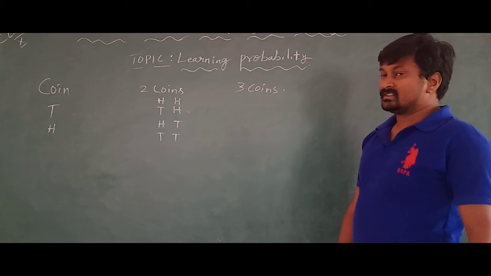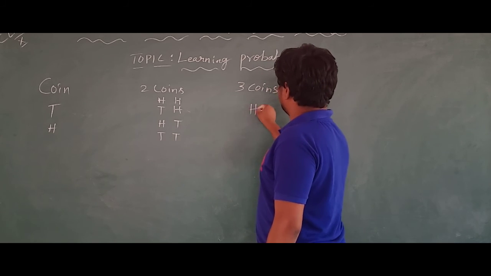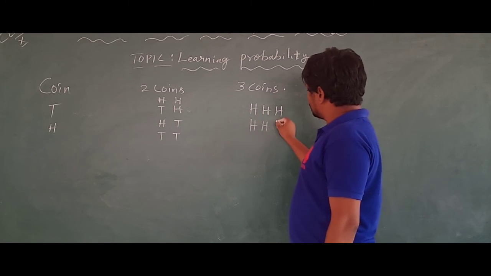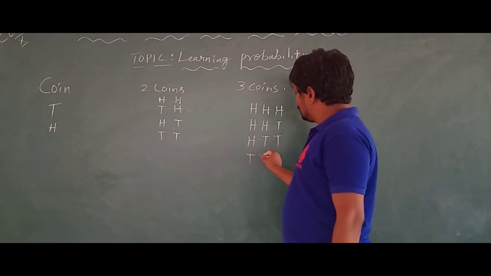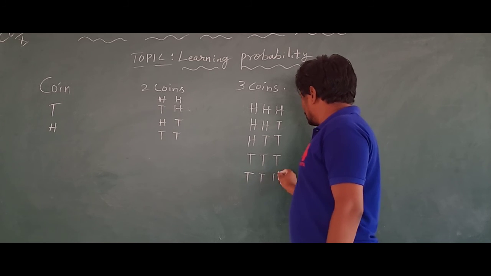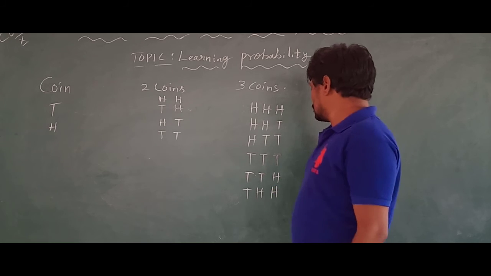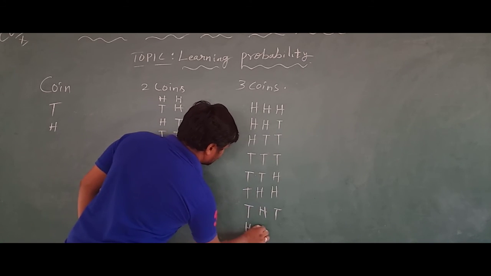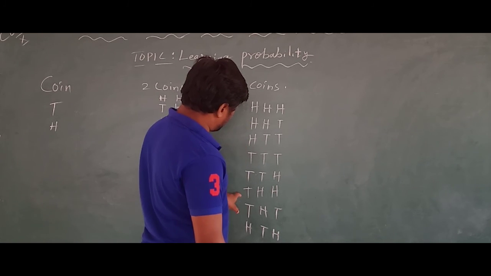And if three coins are tossed, then what is possible? I'm going in an ordered method. First I'll write all heads, then head head tail, next head tail head, then tail head head, and so on, until all tails. I count them, and I think 8 outcomes are possible.